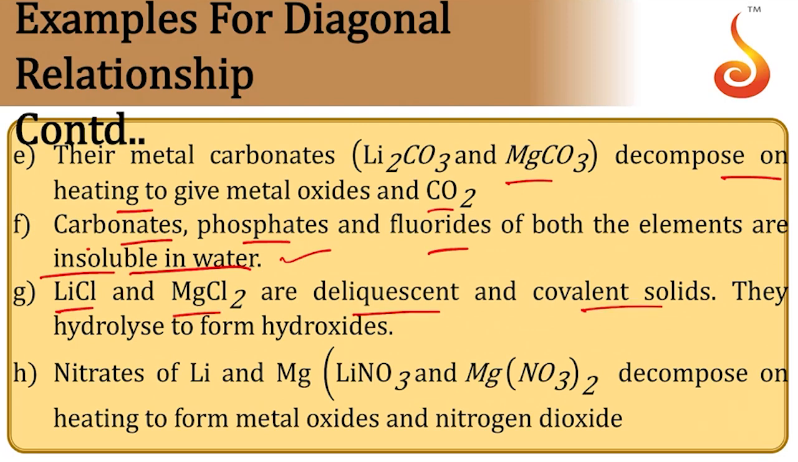LiCl and MgCl2 both are deliquescent. They form covalent solids only because of high polarizing power, and they hydrolyze to form respective hydroxides. And the nitrates of lithium and magnesium easily decompose to form metal oxide and nitrogen dioxide. It is something like carbonates decomposing to form metal oxide and carbon dioxide. Similarly, nitrates also decompose and form the oxides as well as nitrogen dioxide.